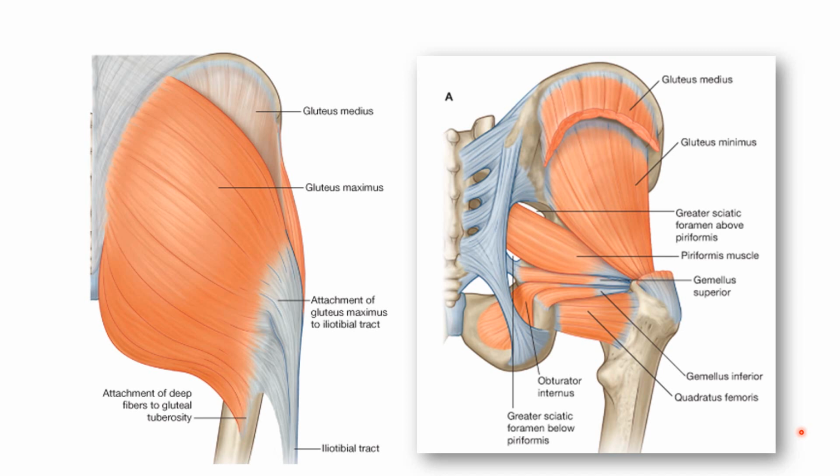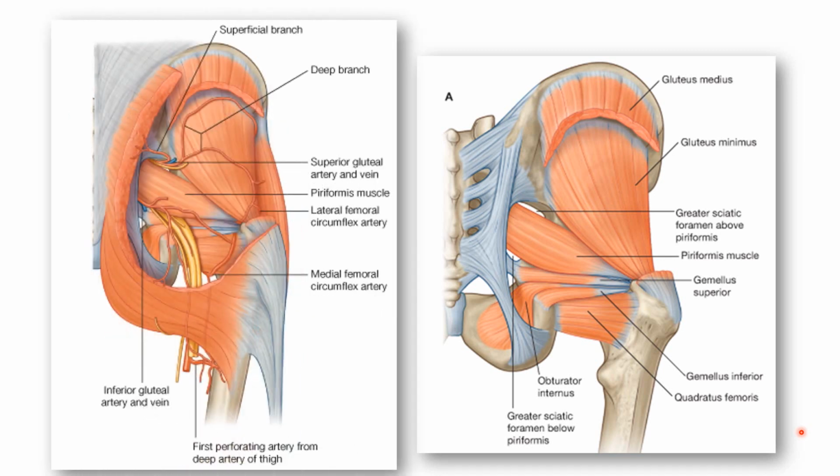To add neurovascular structures here quickly, we can see the superior gluteal nerve and vessels above the piriformis, and the inferior gluteal vessels and nerves below the piriformis. The thickest nerve of the body is the sciatic nerve, and there is the posterior cutaneous nerve of thigh, and a few other neurovascular structures which are not shown in this picture.